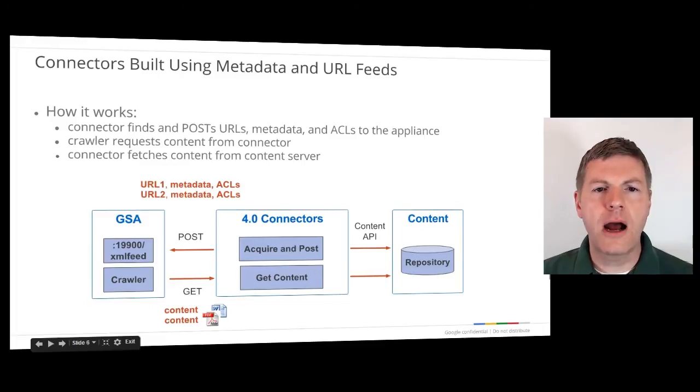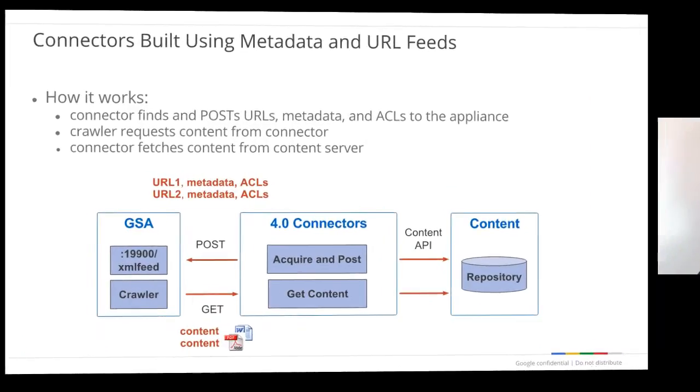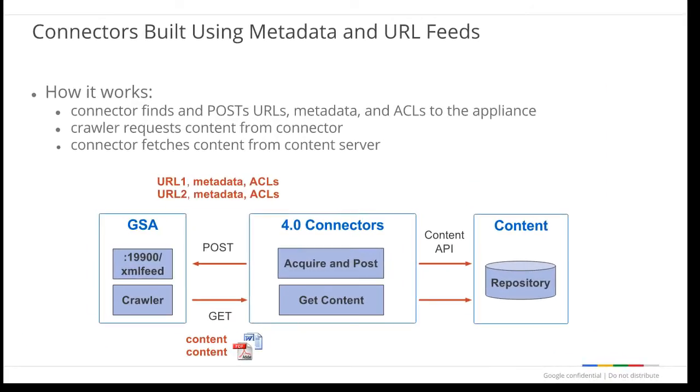Connectors are just a more complex type of feed client. They can build metadata and URL feeds or content feeds. The newest 4.0 version of connectors, currently in beta, work differently from older connectors. They build a metadata and URL feed, but also provide a crawl proxy for the GSA. The URLs in the feed will be requested from the connector instead of the content server.